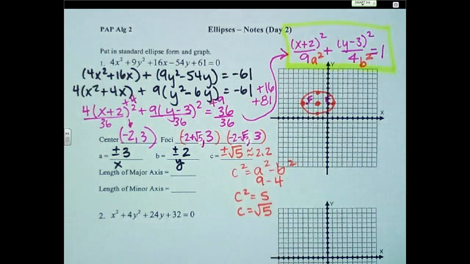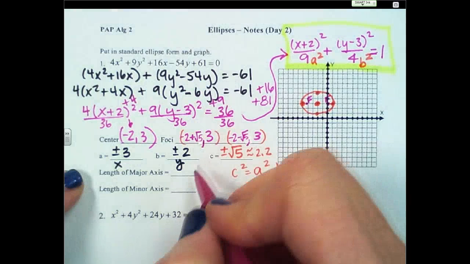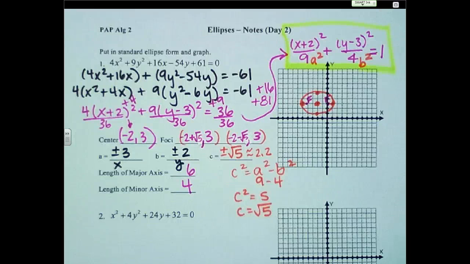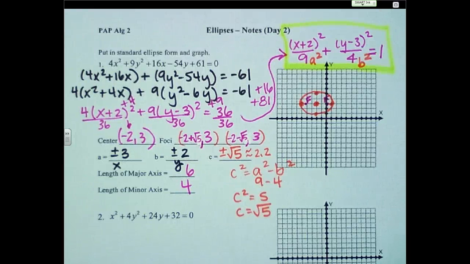Okay, what's the length then of the major axis? 6. And what's the length of the minor? 4. All right, let's go to the next one. Actually, I think for time, I'm going to skip number 2. Let's go to number 3. Because I think we're just doing the same thing over and over, and you guys are getting pretty good at it. So we're going to skip number 2 and go to problem 3.